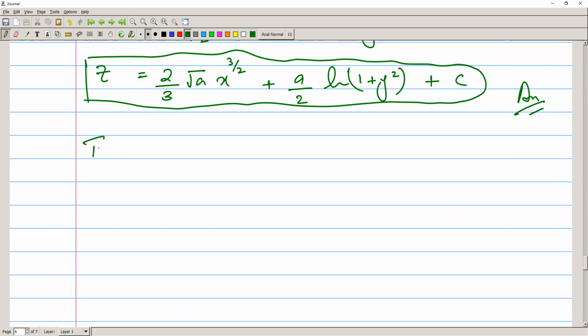Now we will discuss type 4, that is the easiest type, that is also called Clairaut's form.